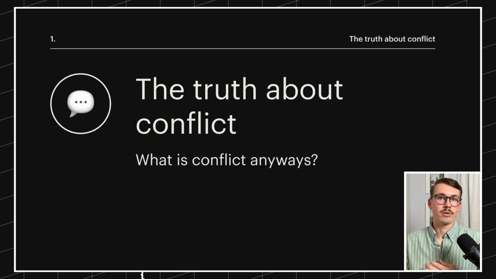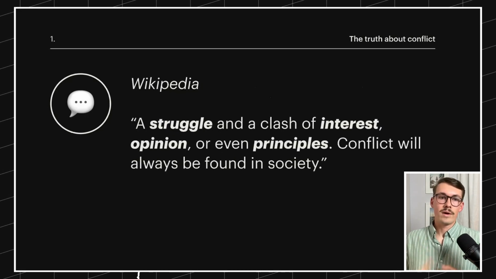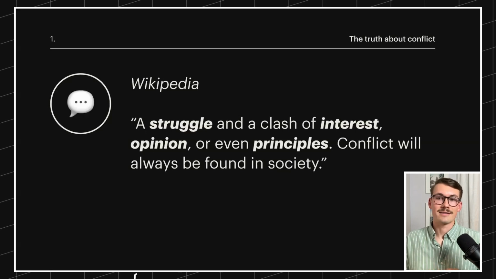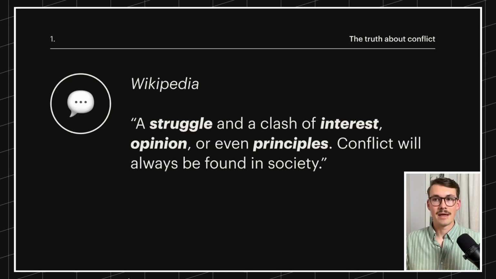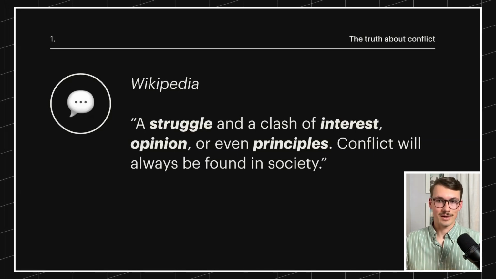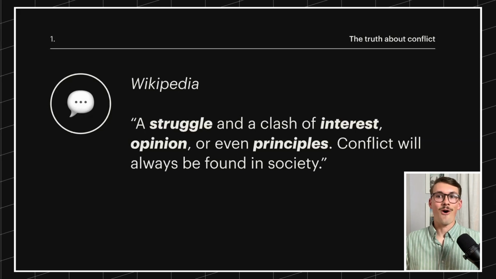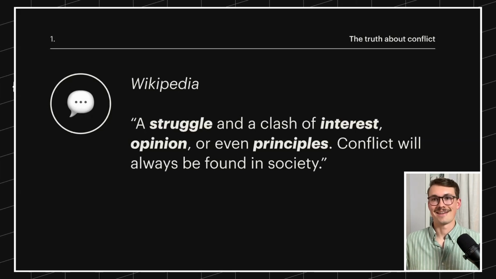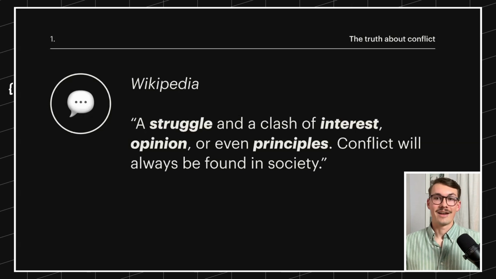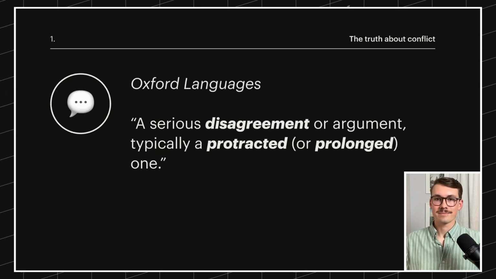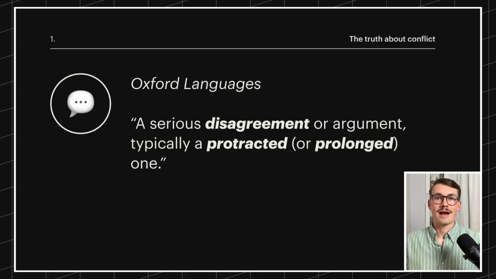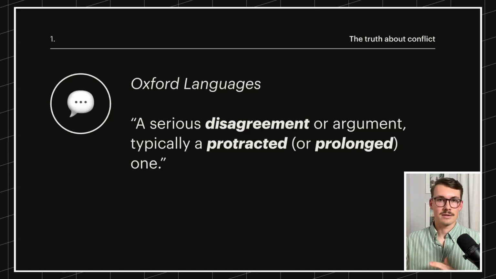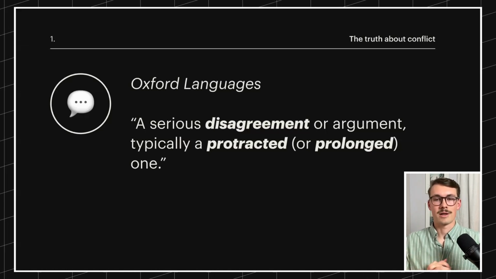Now let's look at a couple definitions of conflict. Wikipedia defines conflict as a struggle and a clash of interest, opinion, or even principles. And Wikipedia says conflict will always be found in society. It's kind of looming there. Another definition, Oxford Languages, says that conflict is a serious disagreement or argument, typically a protracted or prolonged one. So these words are important. We'll dive into those in a minute.